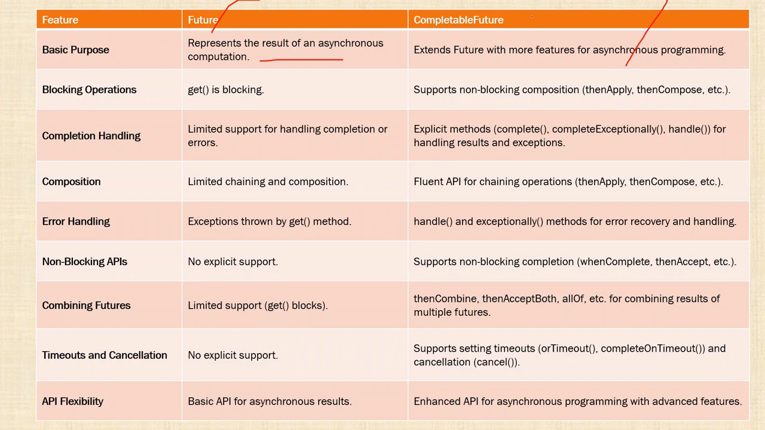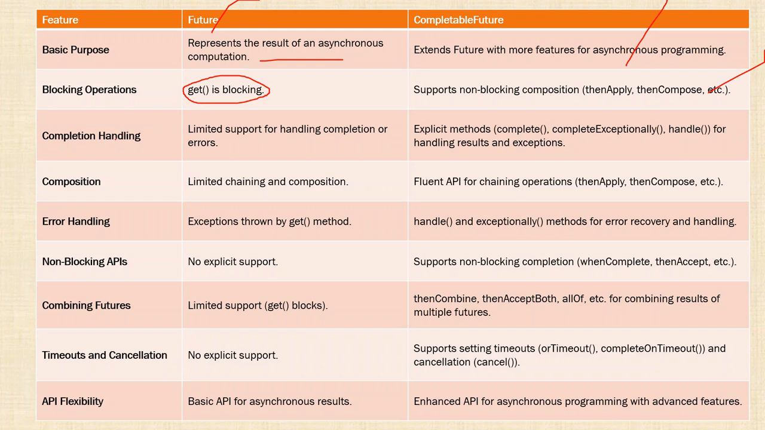CompletableFuture. Just now we saw we have chaining methods, we can combine, we can do thenApply. And for blocking operations, get is blocking. If you use the get method, it will block, allowing only one thread to execute at a time. It will wait till completion of the first task, then execute the next task. Your thread will be blocked till completion of your task. CompletableFuture supports non-blocking composition, so we have thenApply, thenCompose, etc. With that we can do non-blocking composition.